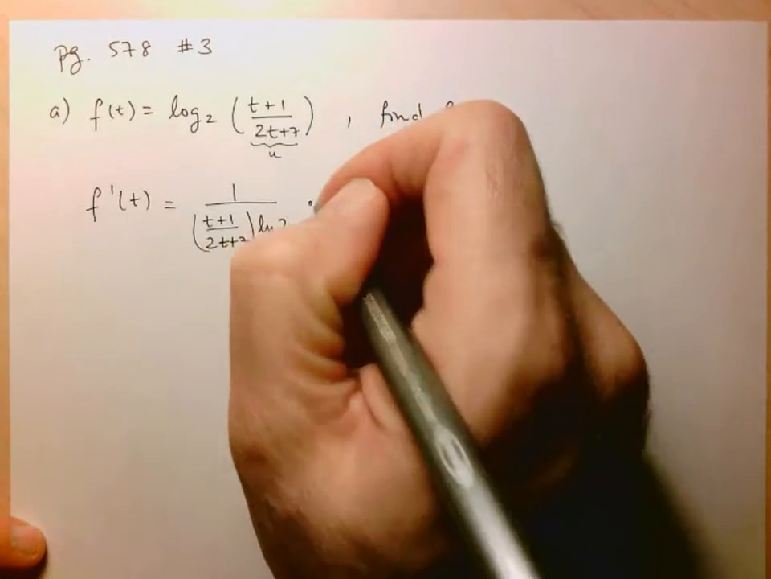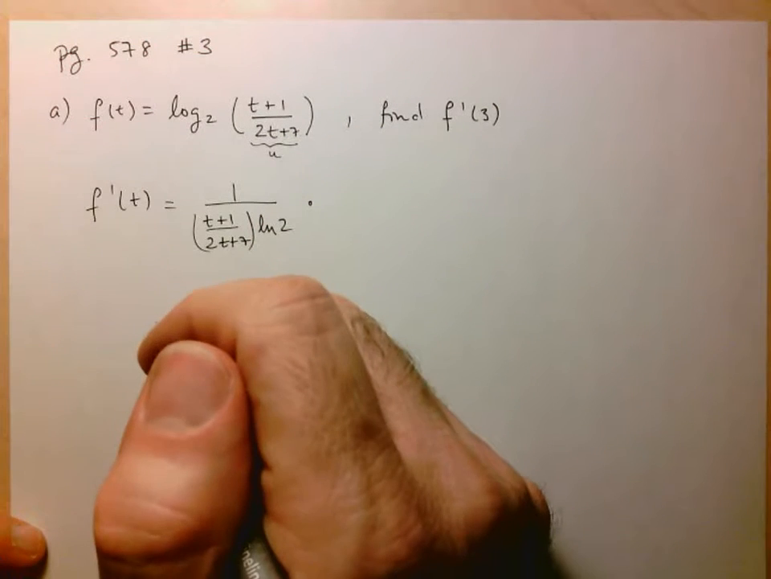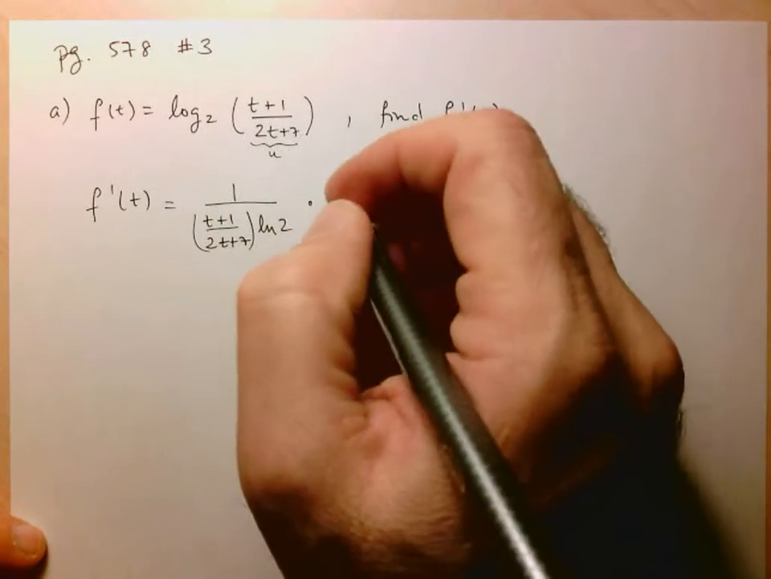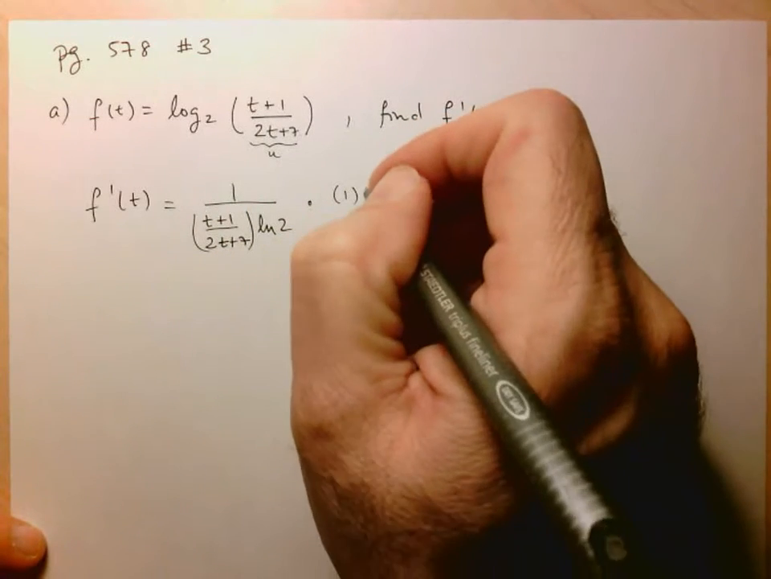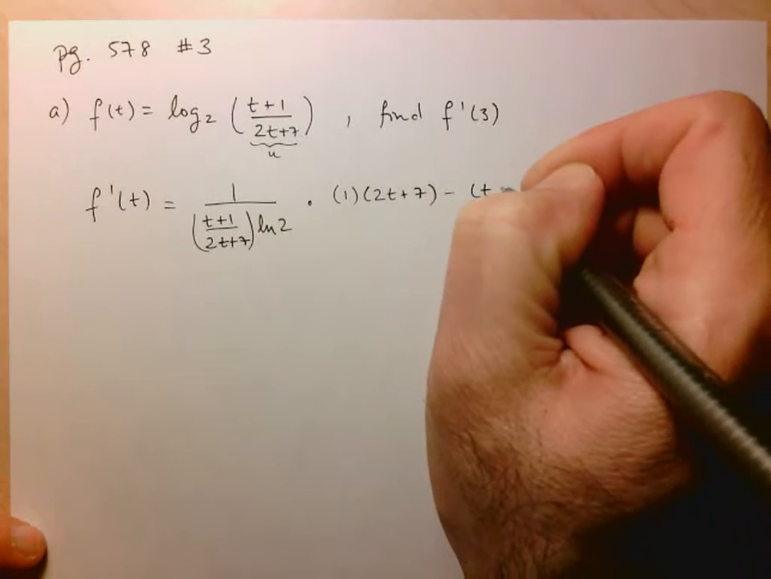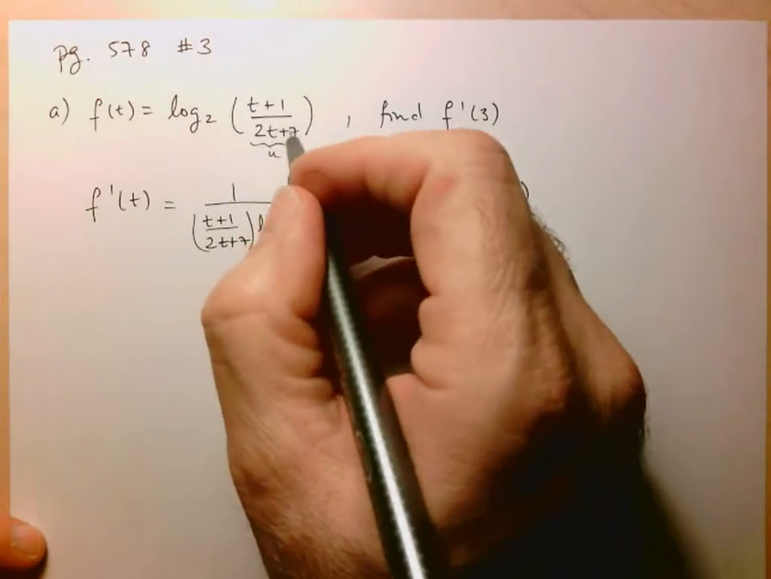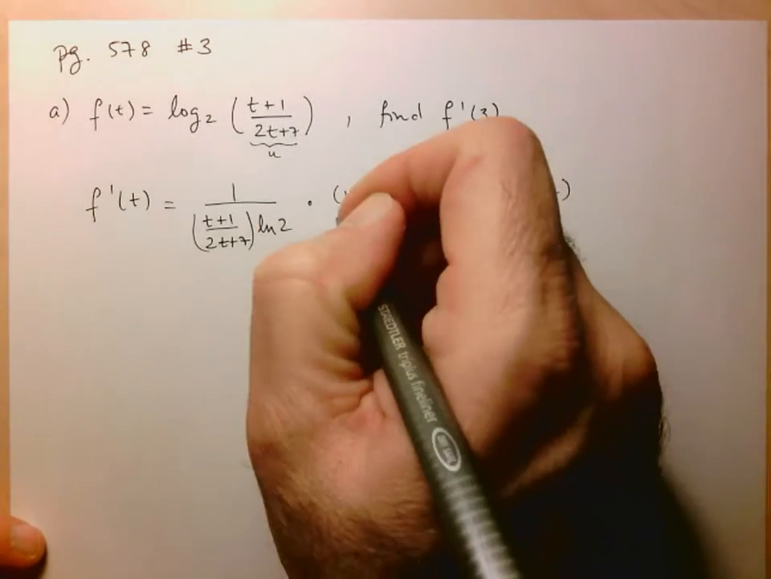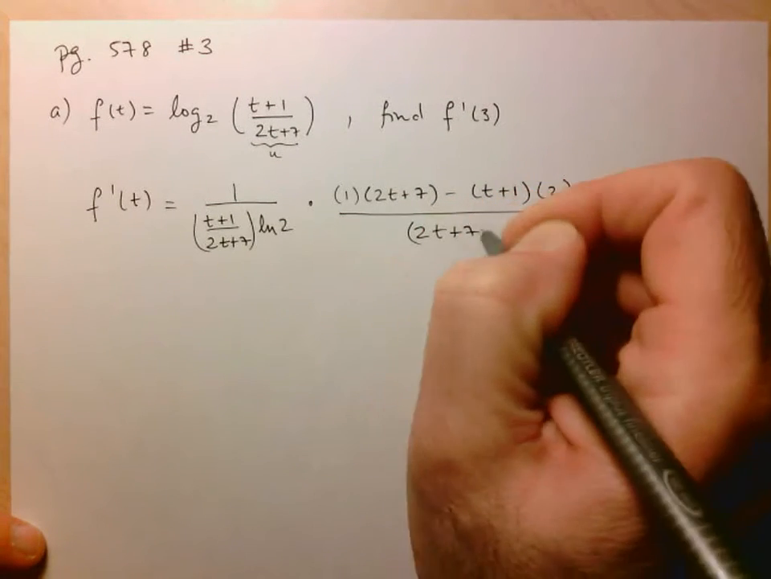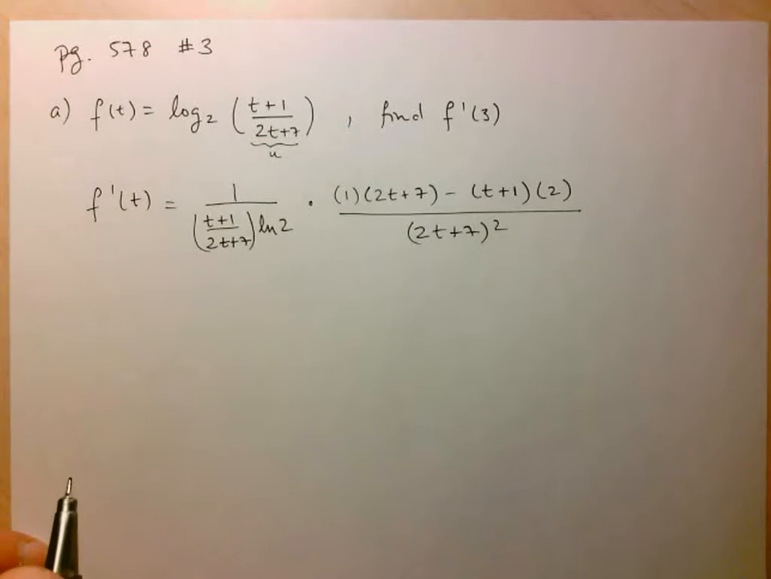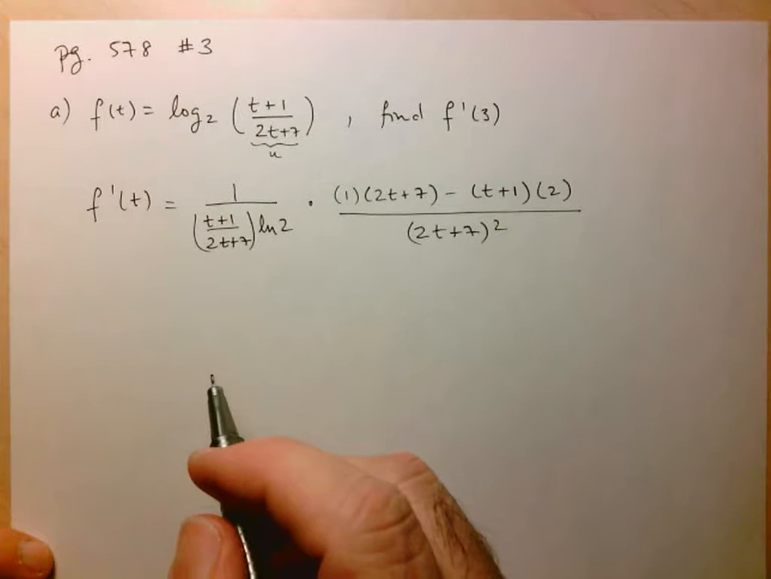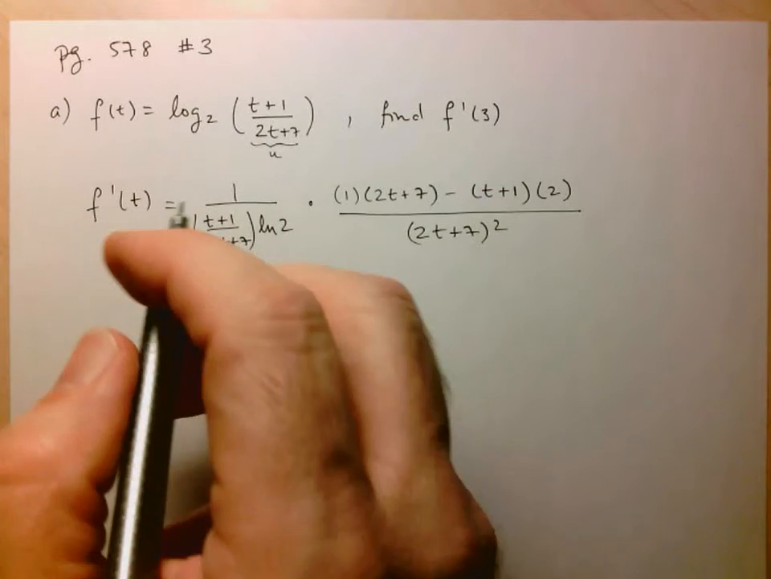Okay, and now I multiply that by the derivative of u with respect to t. So now I'll have to use the quotient rule. So derivative of the numerator is 1 times the denominator function, minus the numerator function, t plus 1, times the derivative of the denominator, which is just equal to 2, and that's all over (2t plus 7) squared. Okay, so here, if I wasn't asking you to simplify, leave it as it is, but let's do some simplification.